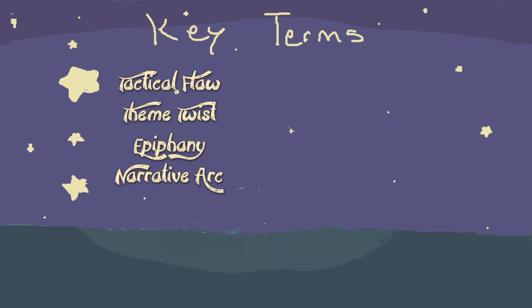Our final key term is the narrative arc. Now, I believe you may be familiar with the narrative arc. It's something that we've followed through most of our personal narratives or our fictional narratives. It's the storytelling outline, the exposition, the conflict, the rising action, the climax, falling action, and resolution.